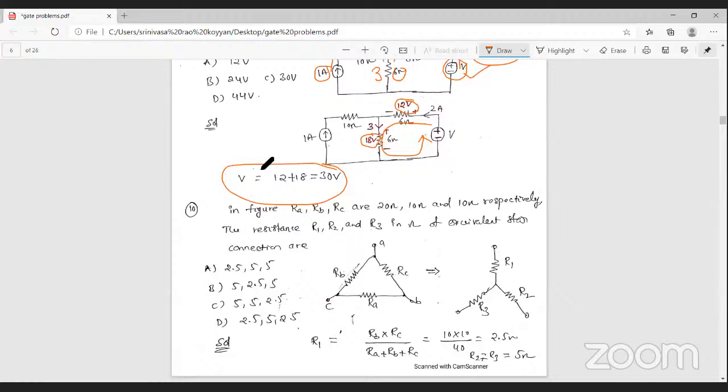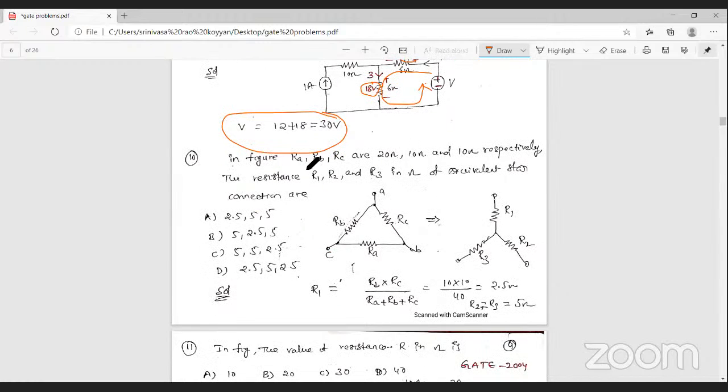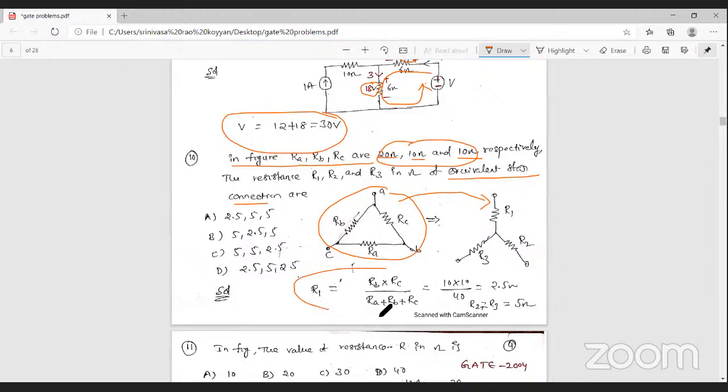Next one, in this figure, RA, RB, RC are 20 ohm, 10 ohm, 10 ohm respectively. Then find R1, R2, R3 of the equivalent star. So here the delta connection is given, the delta values are given. Then find the equivalent star values. Generally, you can use the star resistance formula, that is RB into RC by RA plus RB plus RC. You cannot remember this formula, but you can easily identify how to remember it.